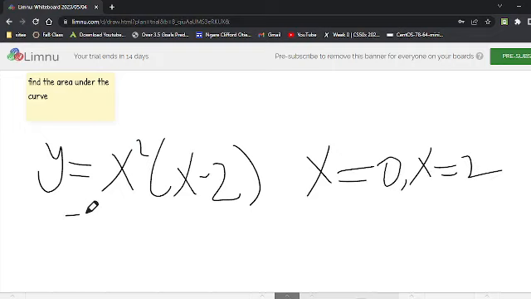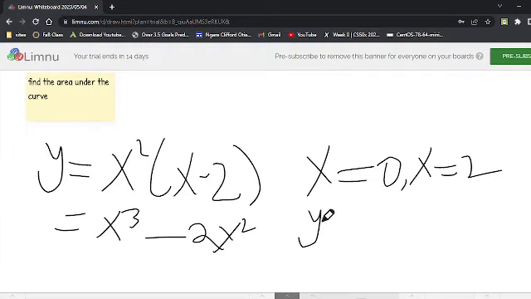So what do we do? Expand the bracket to x cubed minus 2x squared. Now what is the value of y when x is equal to 0? When x is equal to 0, it's going to be 0 cubed minus 2 times 0 squared. So the value of y is going to be 0 when x is equal to 0.